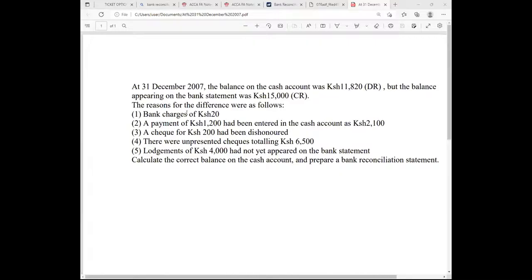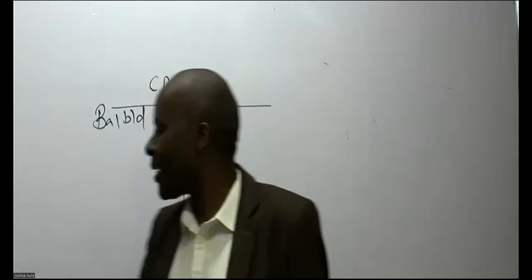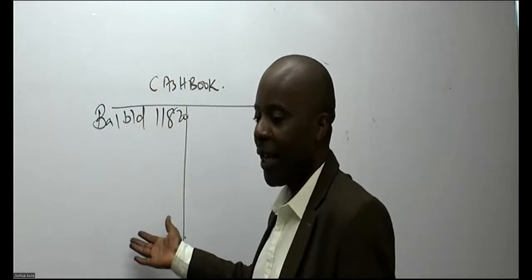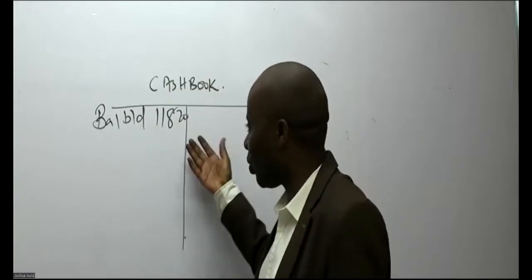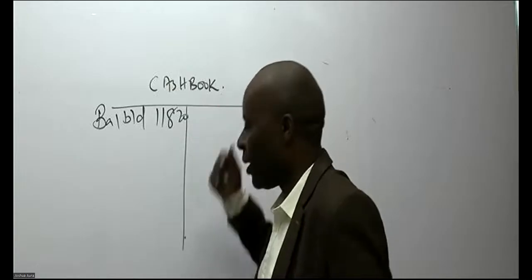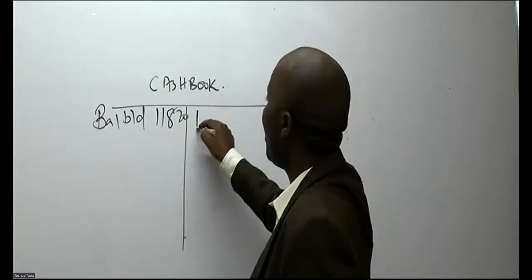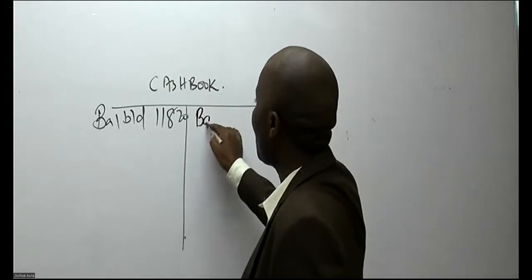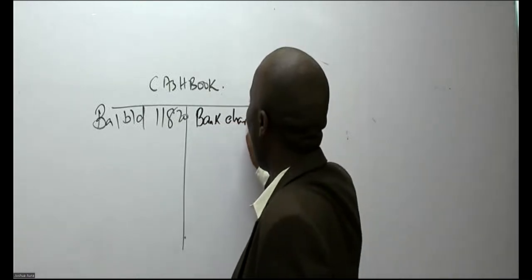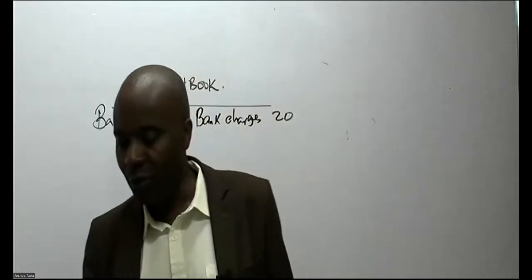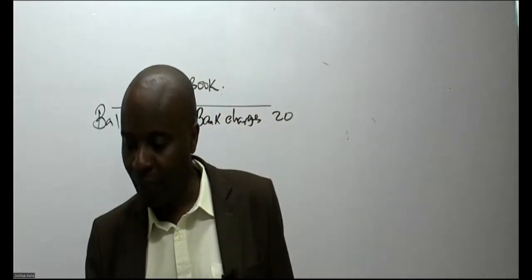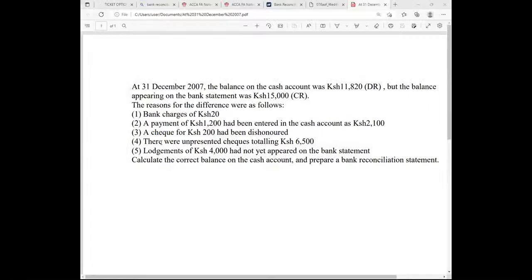The first thing that I'm now aware of is that there were some bank charges of Kenya shillings 20. The bank charges are not here in the cash book, and I know it's a cash outflow. So now that I've gotten to know about them, I need to come and update my cash book. So we have here bank charges of 20 bob. And then, ladies and gentlemen, we got the next one.